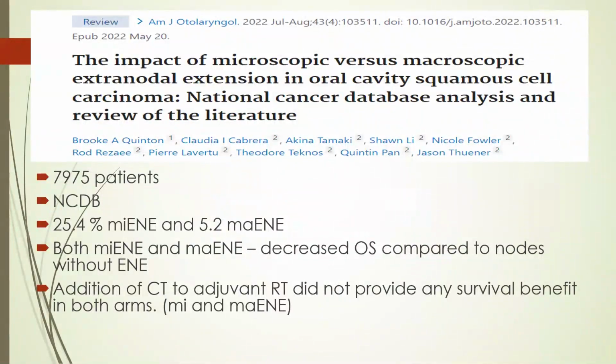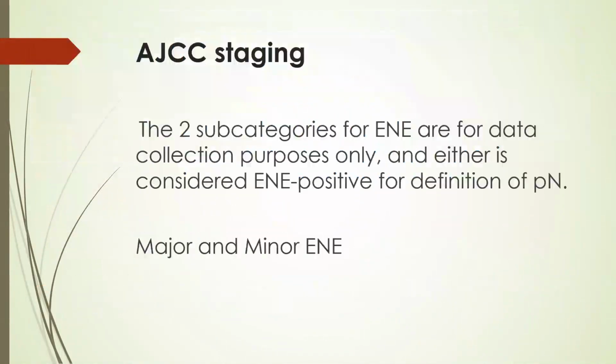One other database, the MCDB, published in 2022, included 7,975 patients, of which 25.4% had minor ENE and 5.2% had macroscopic ENE, and both ENE types decreased overall survival compared to nodes without ENE. But the addition of chemotherapy to radiation did not provide any benefit. But this is a retrospective analysis. However, because of the number, we can consider it to be one important paper.